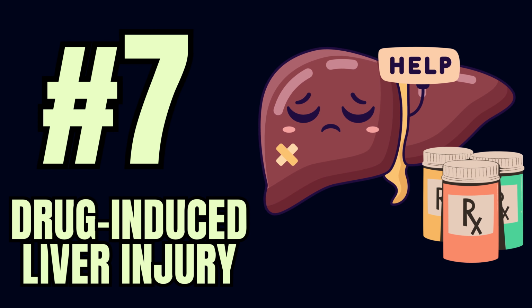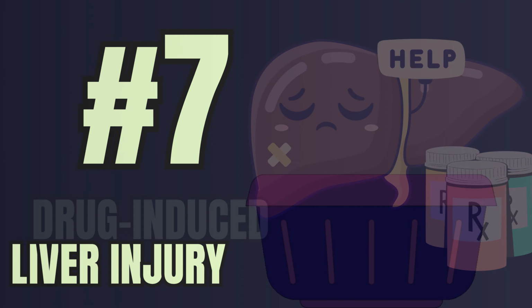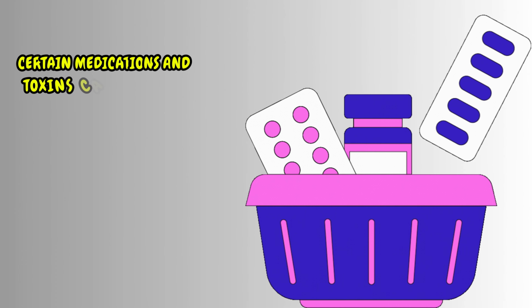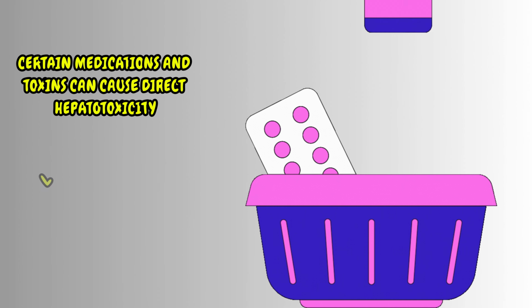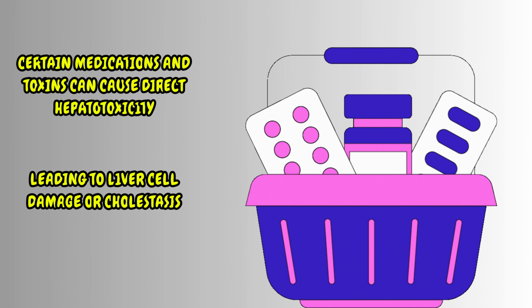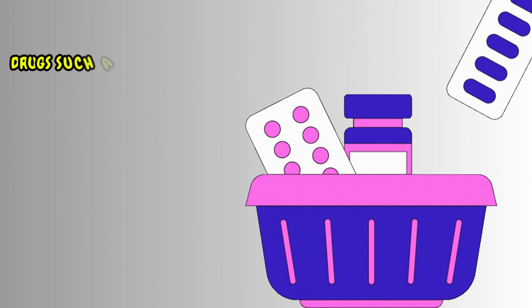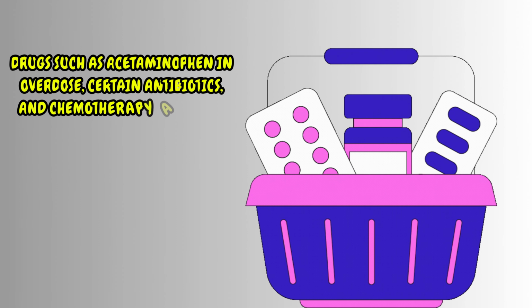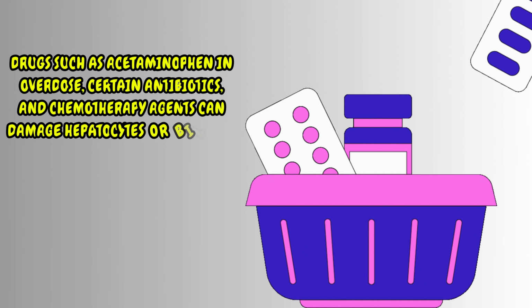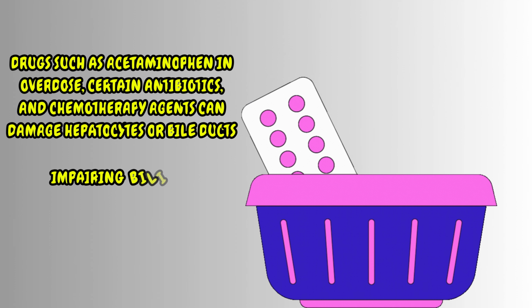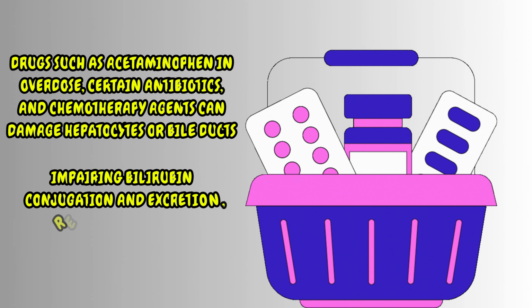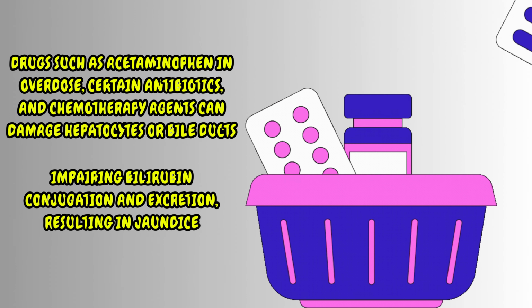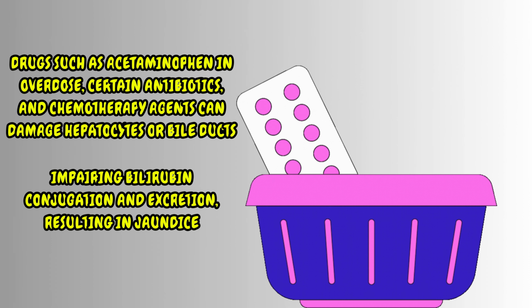Number 7. Drug-induced liver injury. Certain medications and toxins can cause direct hepatotoxicity, leading to liver cell damage or cholestasis. Drugs such as acetaminophen in overdose, certain antibiotics, and chemotherapy agents can damage hepatocytes or bile ducts, impairing bilirubin conjugation and excretion, resulting in jaundice. This condition is known as drug-induced liver injury.